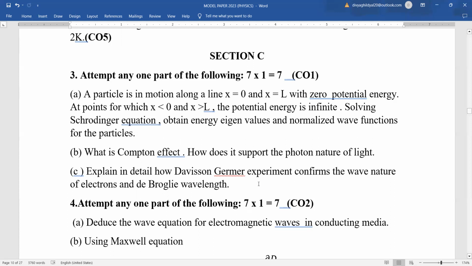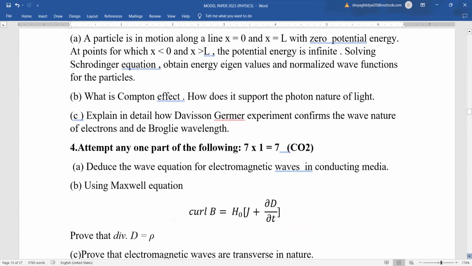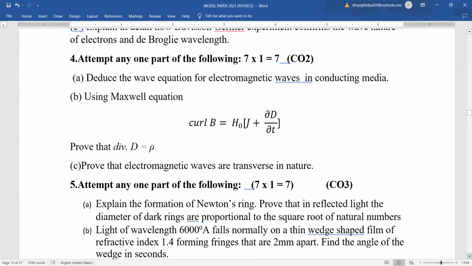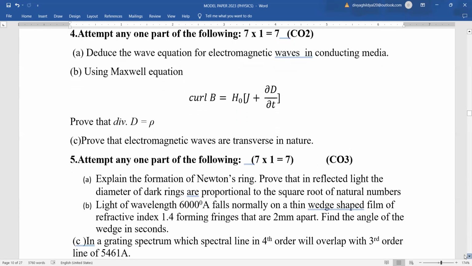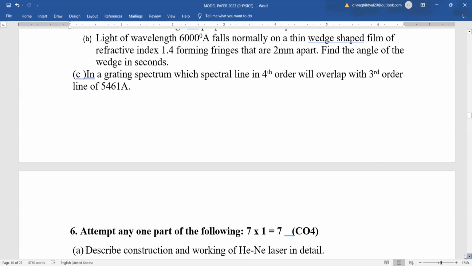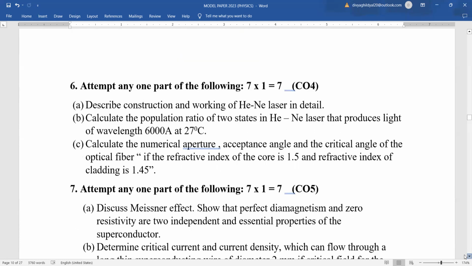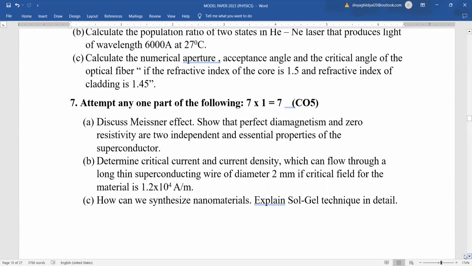Since Davisson-Germer has been added this year, it might be important, or we can be asked a Schrodinger equation numerical. Like this only, you look at section C, next question. It will be based on electromagnetic theory. I have to attempt only 1 part from here. Then wave optics, similarly laser and optical fiber, and last superconductor.